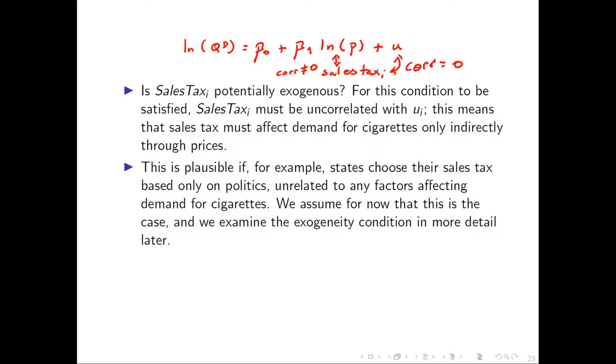So here the correlation with the price should not be 0. So there should be a relationship between the sales tax and the price. And this relationship doesn't need to be causal, but may be only statistical. So there's a correlation but no causality. But in our case, the sales tax has a direct effect, a causal effect on the price itself.